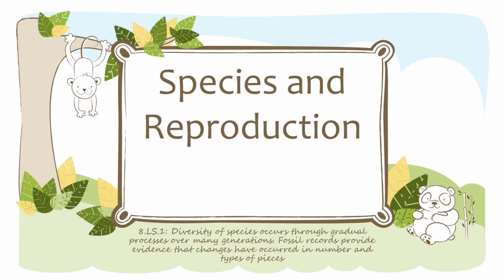Hi guys, in today's science preview we're going to cover the concept of species and reproduction. The standard that goes along with this concept is 8LS1. Diversity of species occurs through gradual processes over many generations. Fossil records provide evidence that changes have occurred in number and types of species.